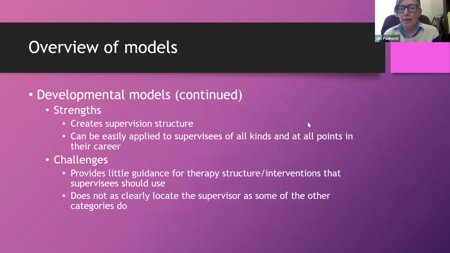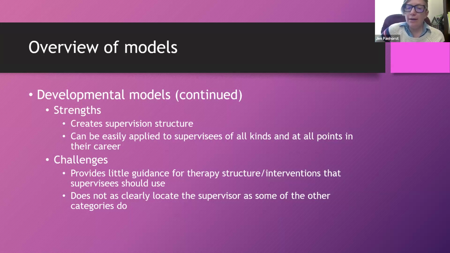Some strengths of developmental models: I think it helps create a lot of structure for supervision, because there are some clear tasks that you're always working on, and goals that you're aiming towards. The developmental models can also be really easily applied to all types of supervisees at all different points in their career. This can work a lot more easily with folks who are certified and credentialed, all the way up to somebody at a postdoctorate level.